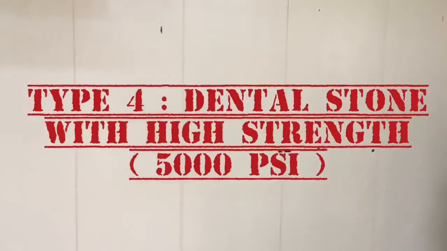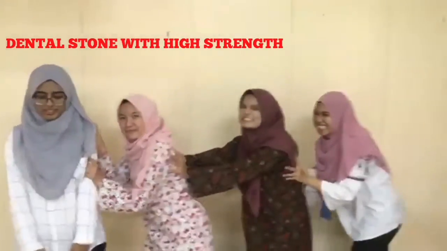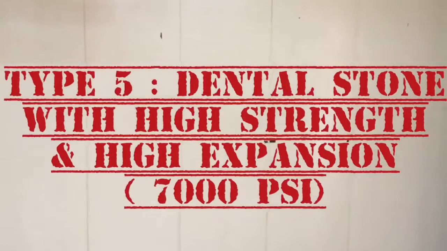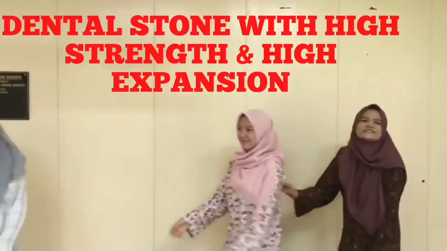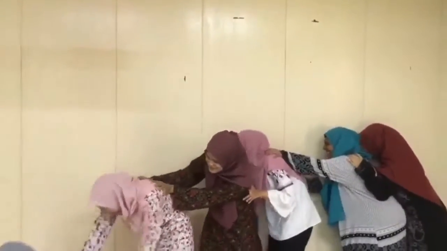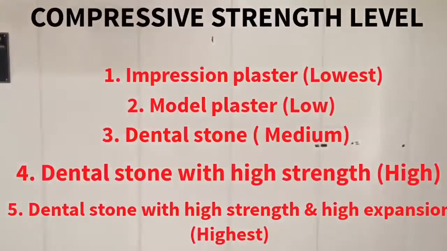And now we are going to demonstrate the 4th type of gypsum product, which is dental stone, high strength. As you can see now, we require a lot more force compared to the third type of gypsum product. Now is the last type of gypsum product, which is known as dental stone, high strength, high expansion. Now, a significant increase of compressive force is needed in order to compress the dental stone of high strength and high expansion.